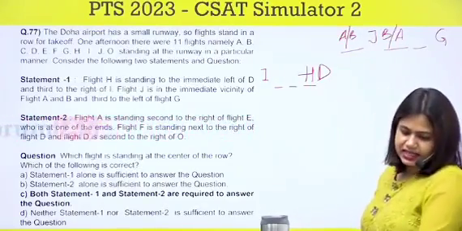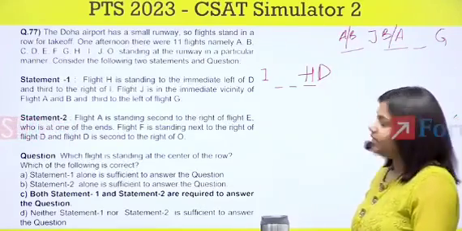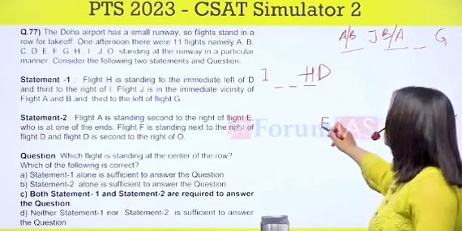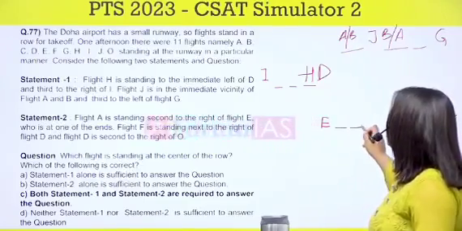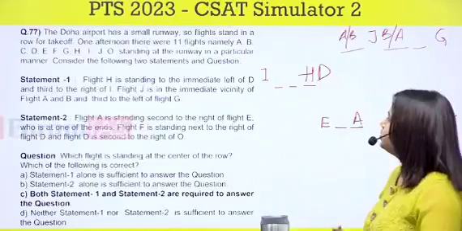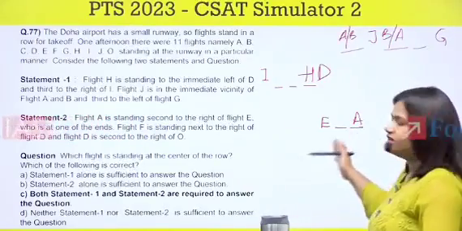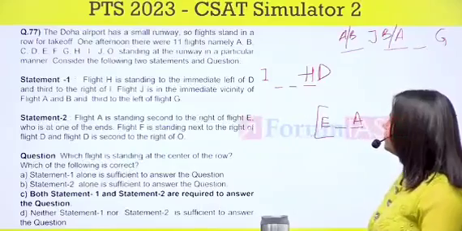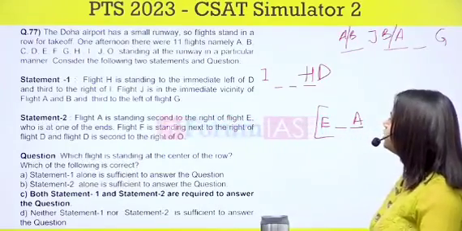Then the second statement is flight A is standing second to the right of flight E. If E is here, A is standing second to the right of E. And E is at one of the ends. Naturally, if A is to the right of E, E has to be at the left end. F is standing next to the right of D.